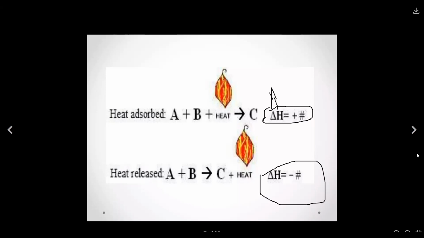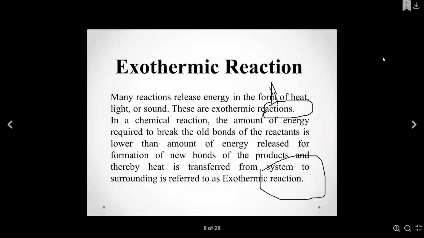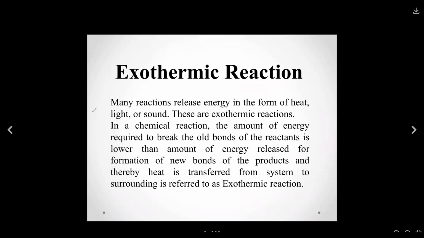Then the next thing that we are going to look at is the exothermic reaction. So what is this exothermic reaction? In many reactions, heat is released in the form of heat or light or sound. So these are exothermic reactions. In a chemical reaction, the amount of heat required to break the bonds of the reactants is lower than the amount of energy released for the formation of the bonds of the product, and thereby heat is transferred from the system to the surroundings.